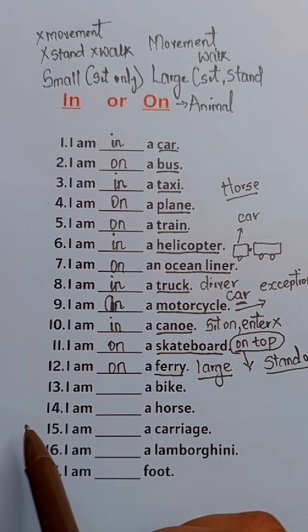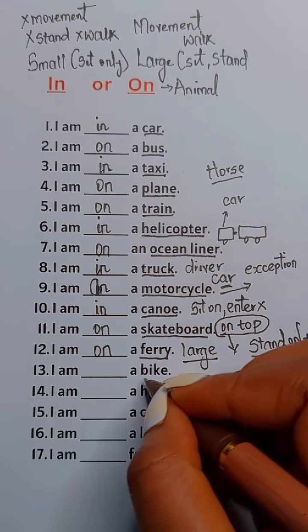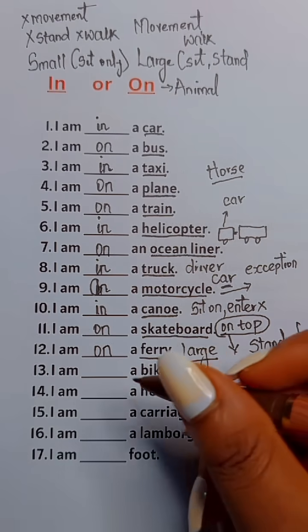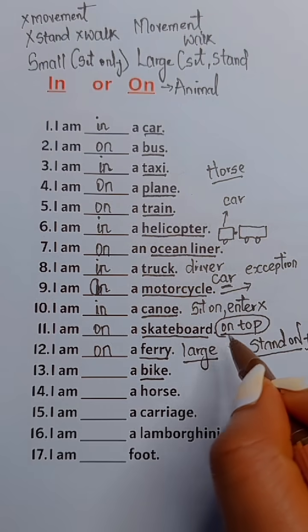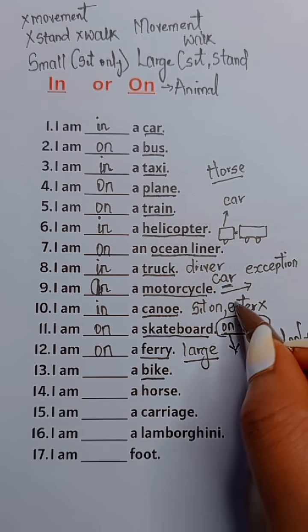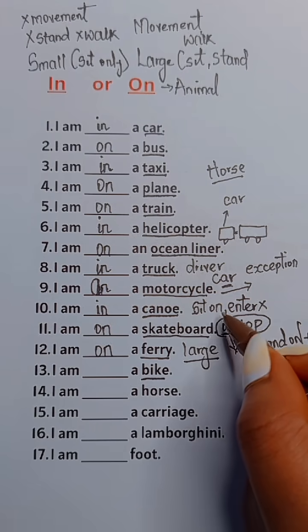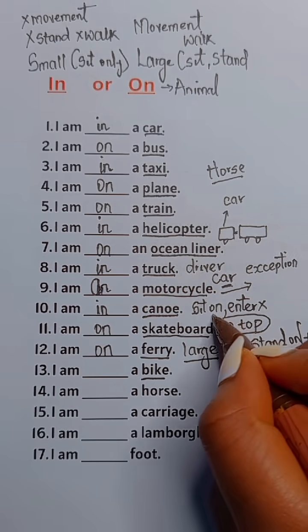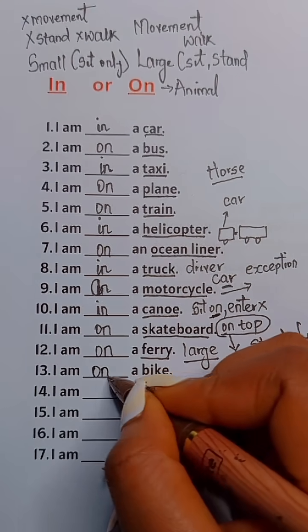Number 13, I am blank a bike. Our keyword is bike. The same with a skateboard and a motorcycle. You can only get on top of a bike. You cannot enter into a bike. Okay, so a bike is a sit on only. So we use on. I am on a bike.